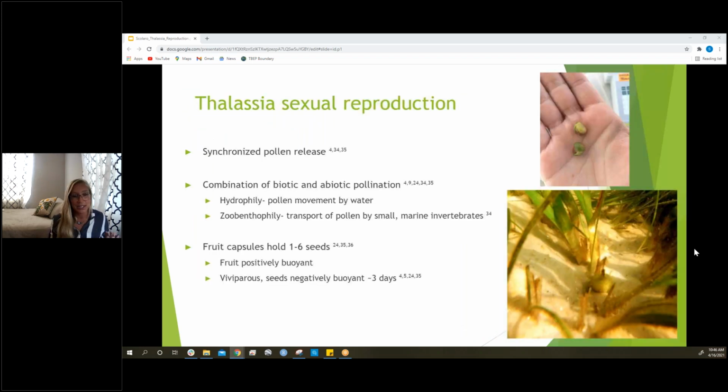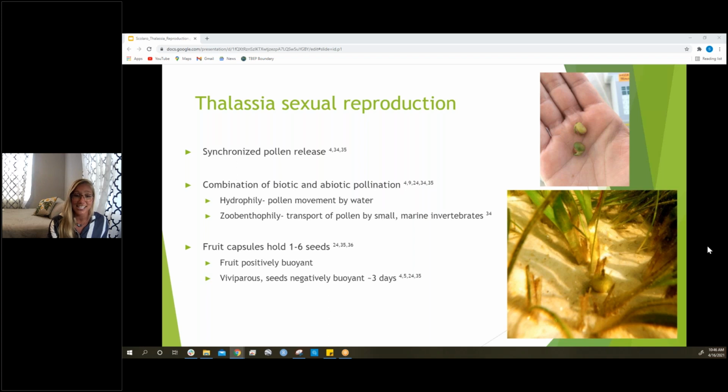So just to set the mood a little bit, at sunset during summer-spring tides, the males undergo a synchronized pollen release. Pollination is done through a combination of biotic and abiotic mechanisms. So abiotic pollination is done through what we call hydrophily, which is simply pollen movement by water. This was considered the only form of pollination in Thalassia until about 2013. And distance of pollen movement is typically influenced by hydrodynamic features like currents and turbulence, as well as the meadow structure like blade height and seagrass density.